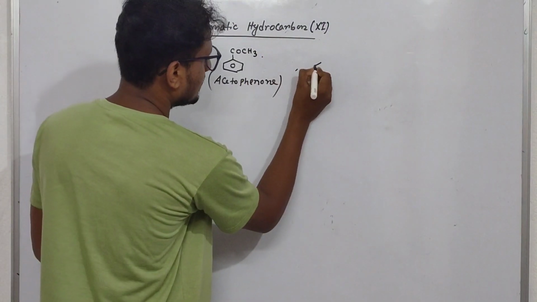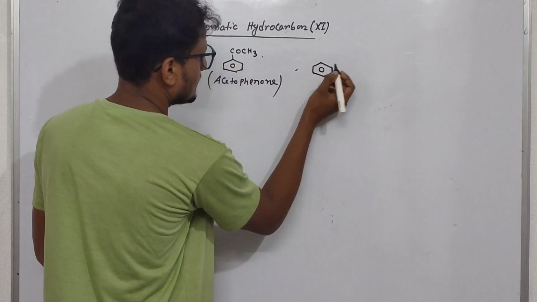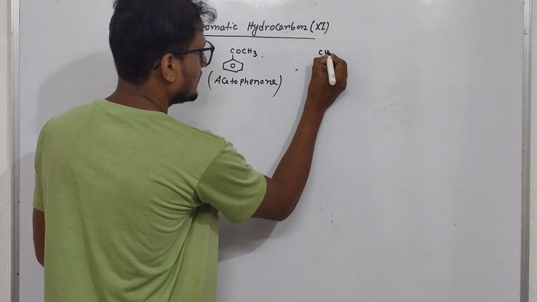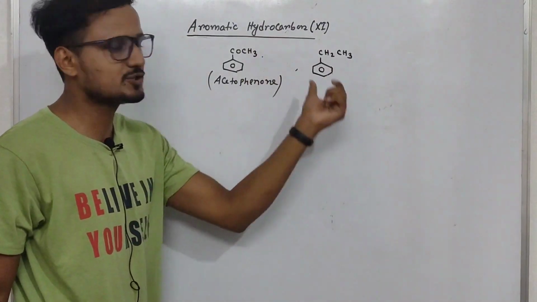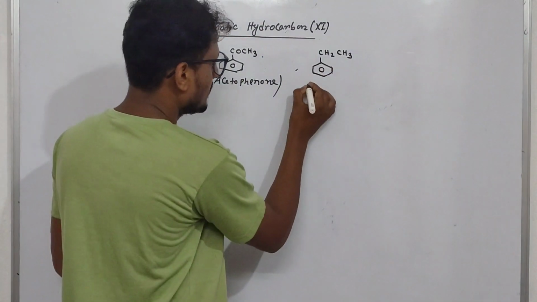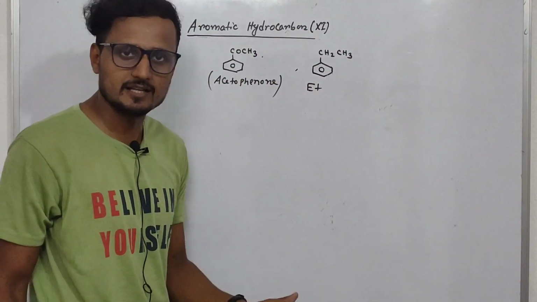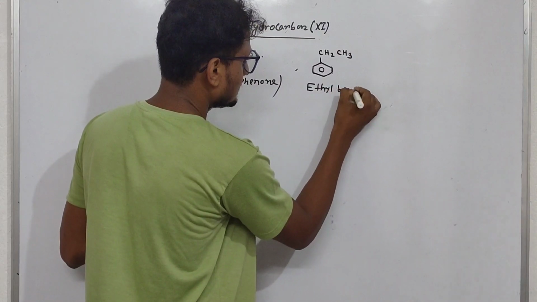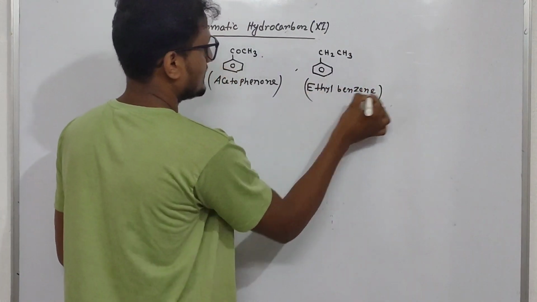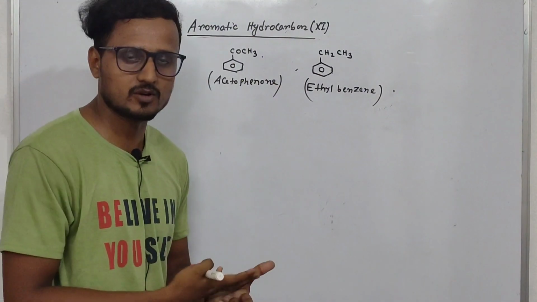Now if benzene is with an alkyl group like CH2CH3, this compound will be called ethylbenzene, because this CH2CH3 group is an ethyl group on benzene. Okay, so ethylbenzene. Now we can give more names of compounds.